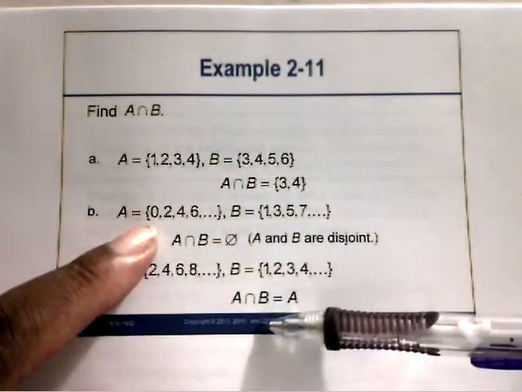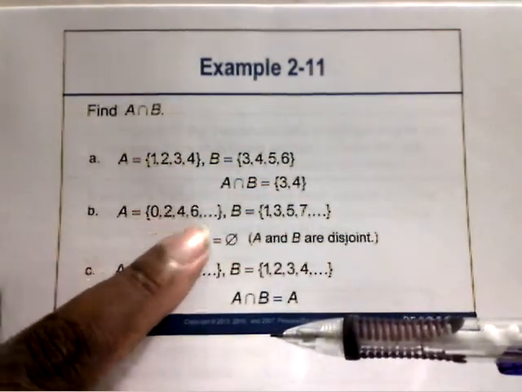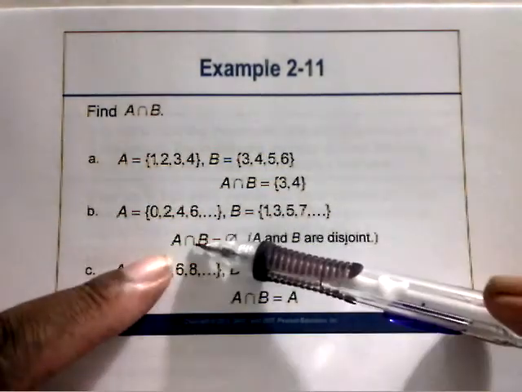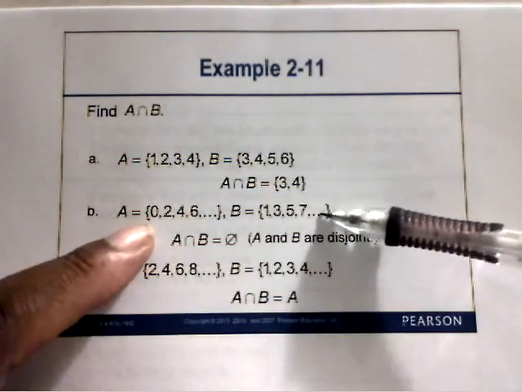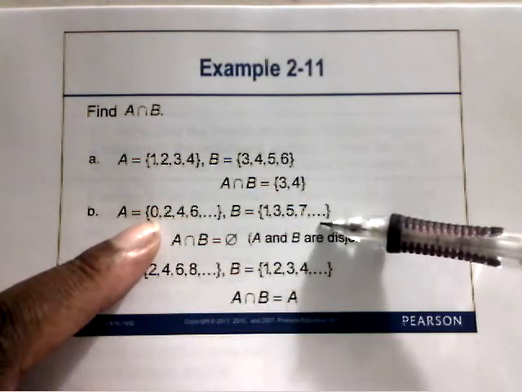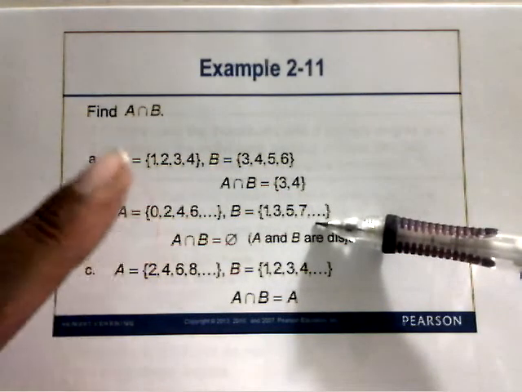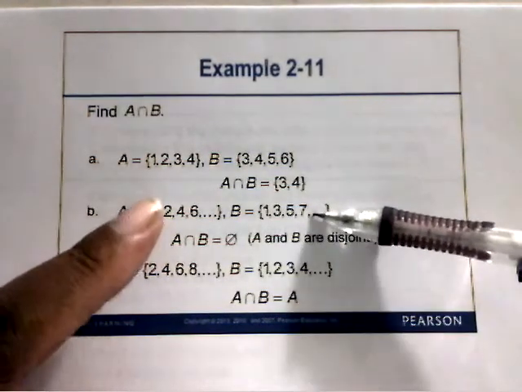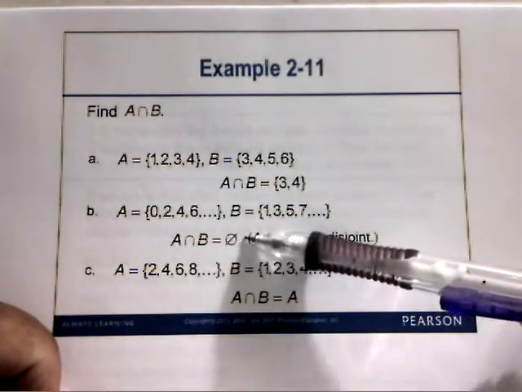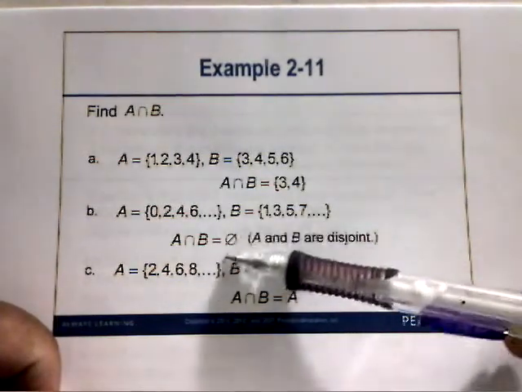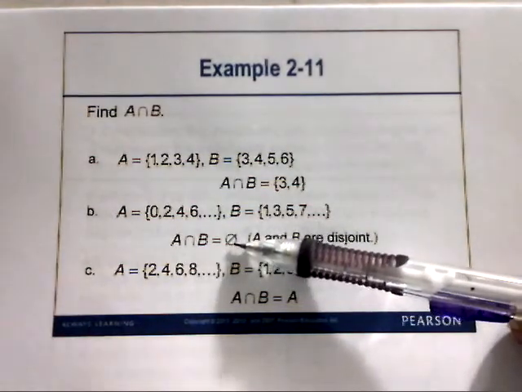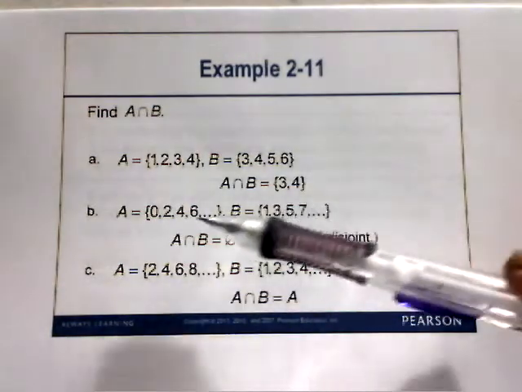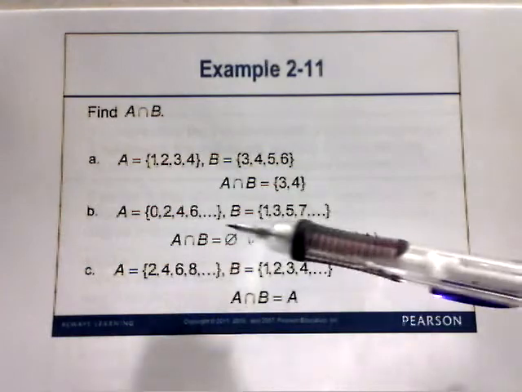Now part B, we have A, which has the elements 0, 2, 4, 6, and so on. B has the elements 1, 3, 5, 7, and so on. Here we want to find those elements that are in both A and B. Notice, this has the set of even numbers and this set has the set of odd numbers. There's nothing in common in both of these sets. So here we use the empty set, which is a circle with a slash. That means sets A and B are what we call disjoint, meaning that A and B have no common elements.